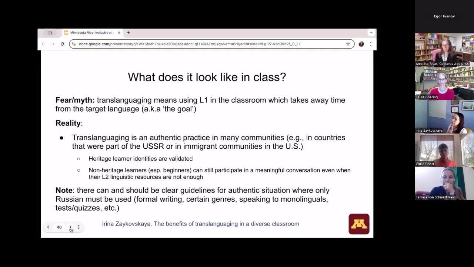Of course, it does not mean that there couldn't be and shouldn't be clear guidelines. There should be clear guidelines for authentic situations where only Russian must be used. That would include formal writing, certain genres of text, speaking to monolinguals, or obviously tests and quizzes.